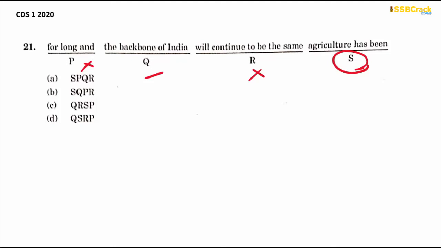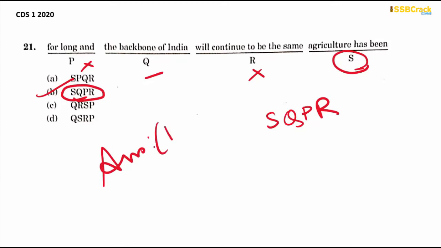Agriculture has been the backbone of India for long and will continue to be the same. You see, this is a very correctly formed sentence. So the combination is S, Q, P, R, and this is in option B. So option B is our answer.